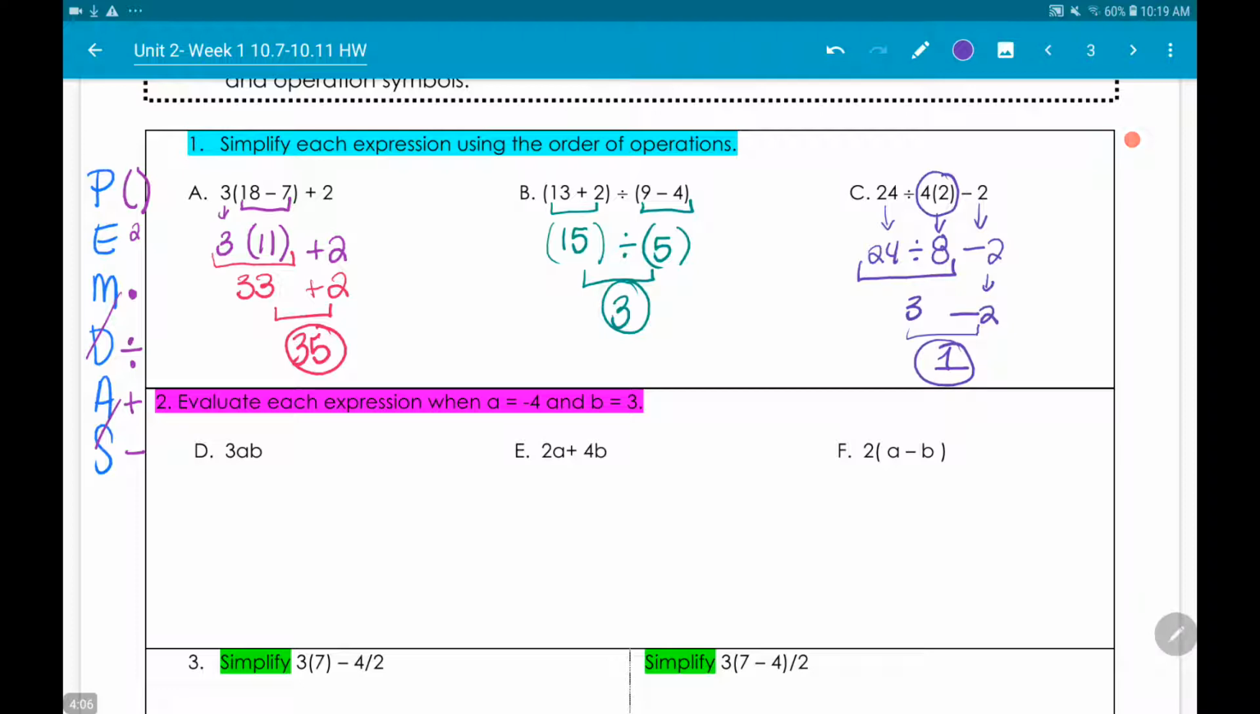If I mess up my order and I do it a different way, let's say I do addition before I multiply, I am going to get a different answer, so make sure you are using order of operations.